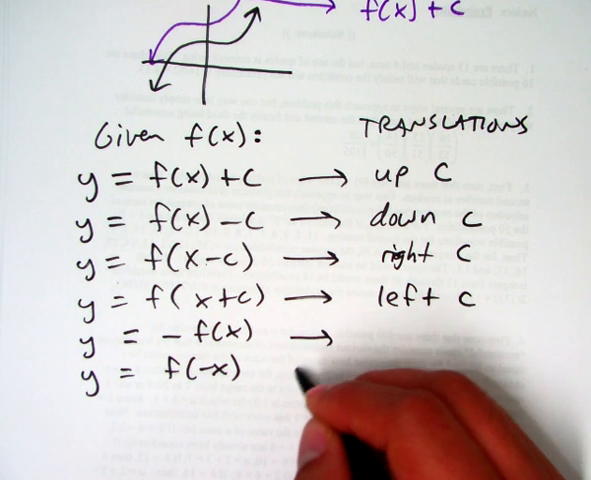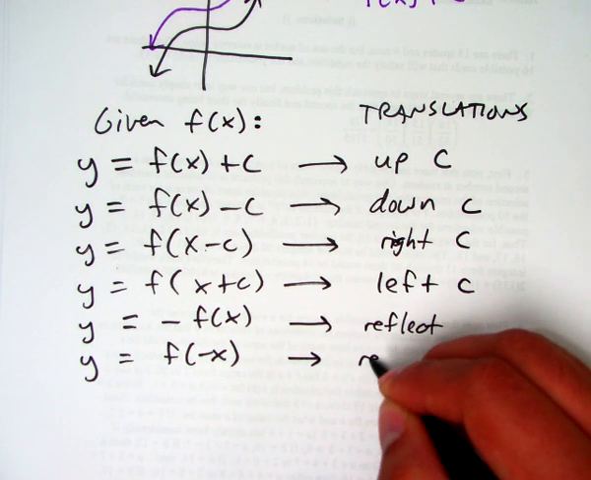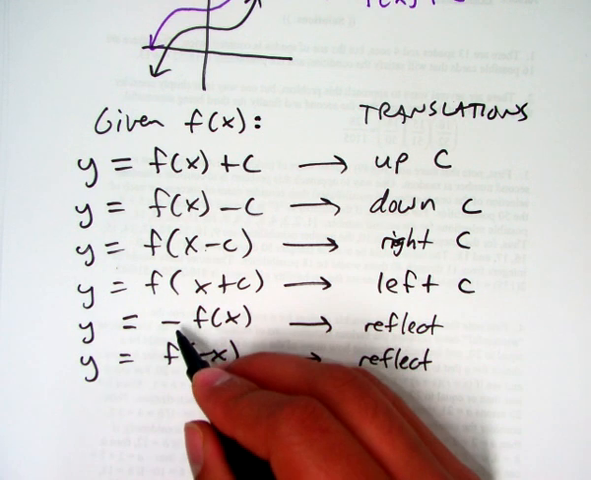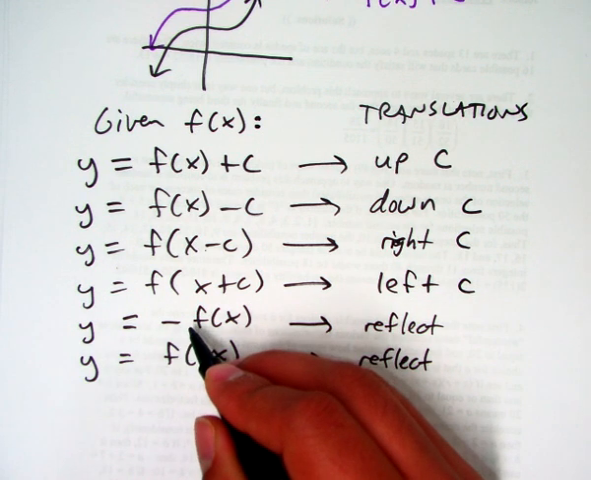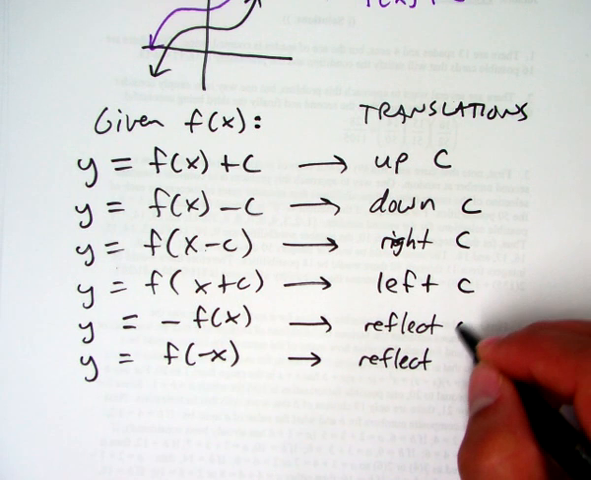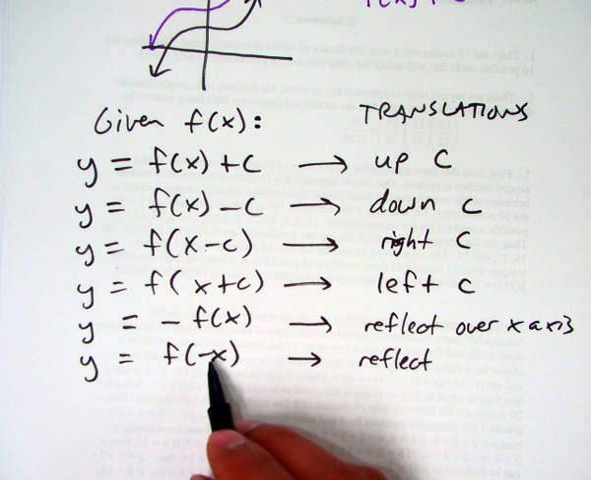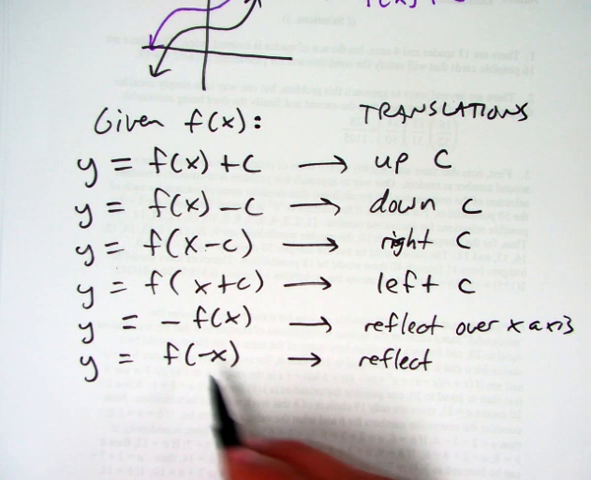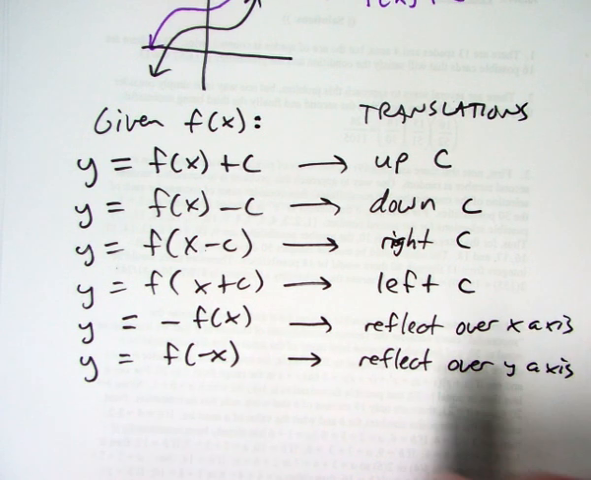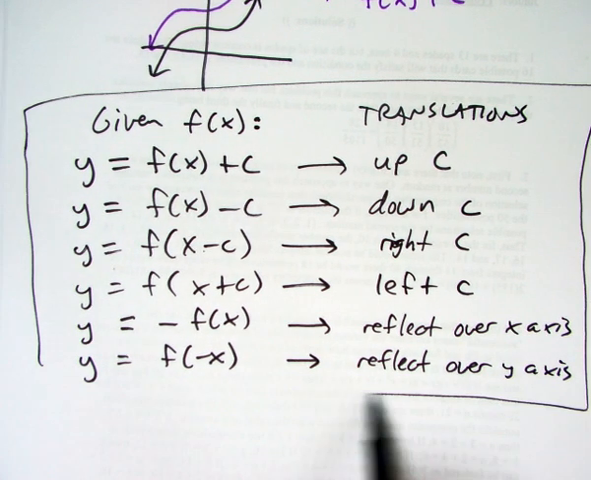These last 2 reflect either over the x or y-axis. If the entire function is negative, so like a minus outside of the entire function, we're going to reflect over the x-axis. If the negative is within the function, like if we see a negative x plugged in, that's going to reflect over the y-axis. Okay, so these 6 translations and reflections, you got to know them.